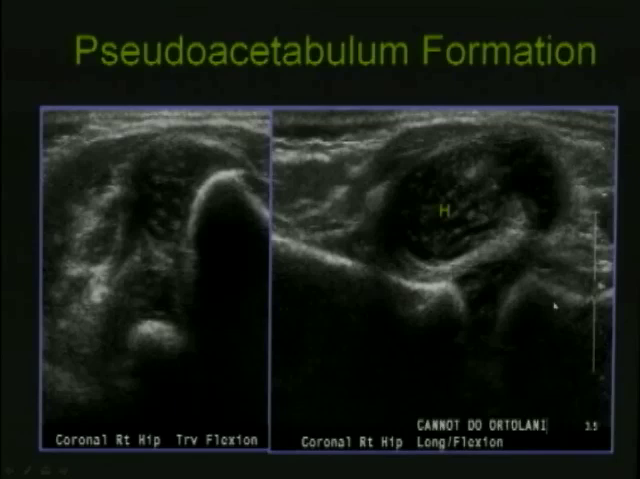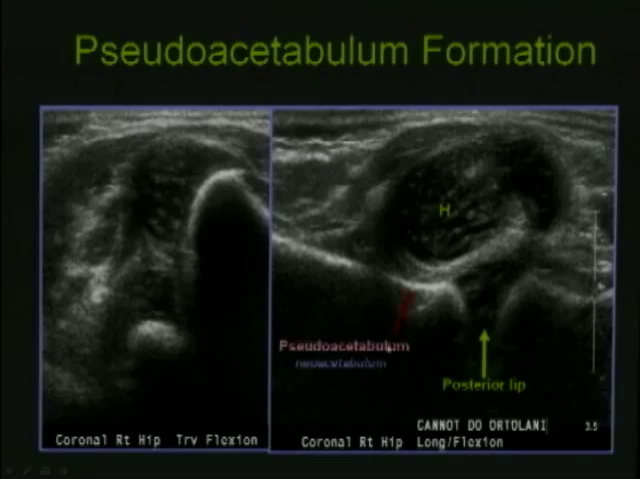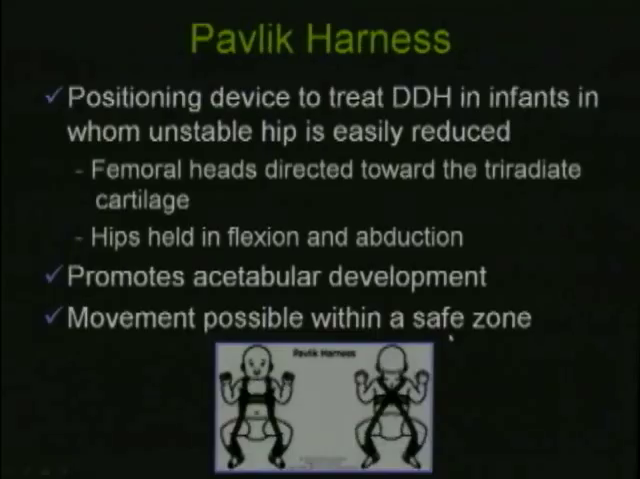Now notice that I wrote on this image, by the way, this is the posterior lip, and you can see how far back this is coming. I wrote, we cannot do Ortolani, which basically is a documentation that this hip is not reducible. Here's the pseudoacetabulum or neoacetabulum.